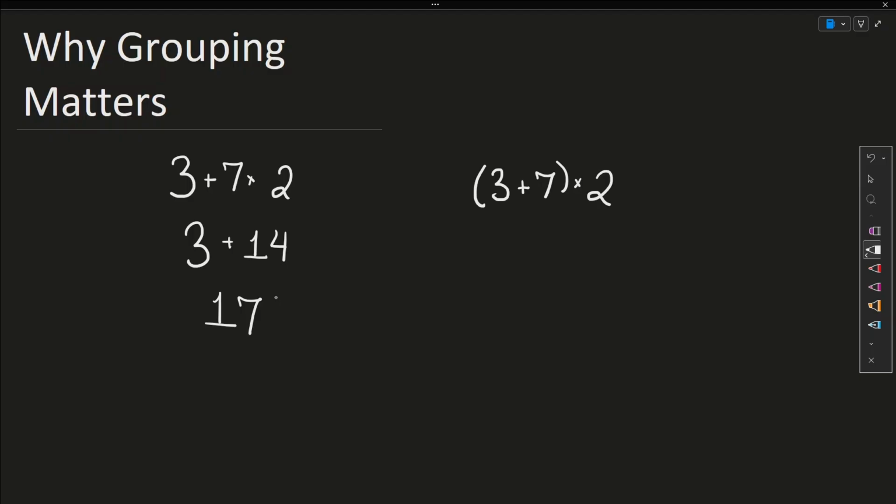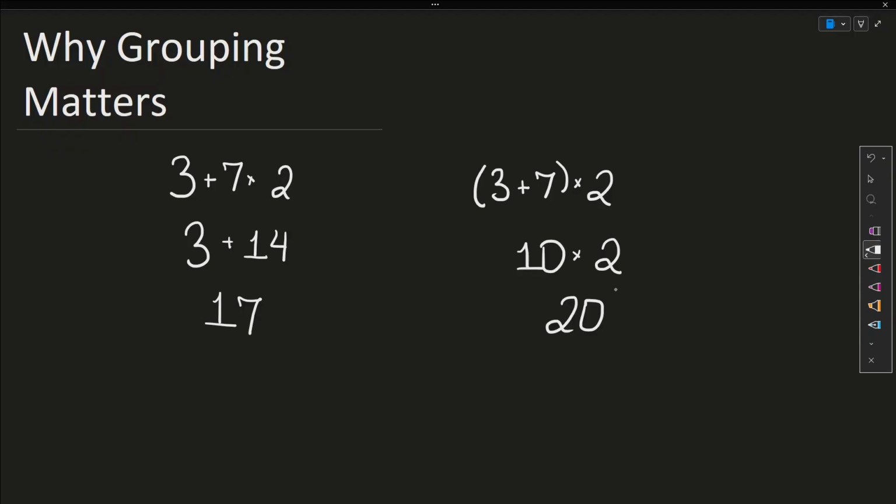Now let's look at the second expression. 3 plus 7 in parentheses times 2. The parentheses tell us to do the addition first. So we calculate 3 plus 7 to get 10. So this becomes 10 times 2. And 10 times 2 is 20. So 3 plus 7 in parentheses times 2 is 20.